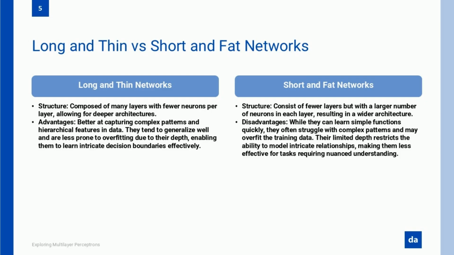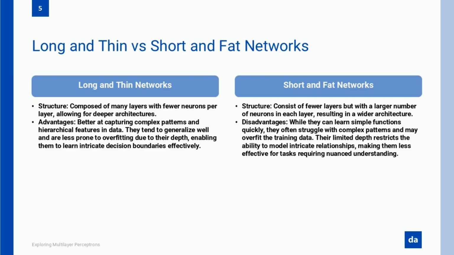And here's where things get really interesting. Research suggests that long and thin networks often outperform short and fat ones. In fact, deep networks have been shown to require fewer neurons overall to learn complex patterns, meaning they're not just more effective, but also more efficient. But hold on, does this mean we should just keep making networks deeper and deeper? Not quite. There's a catch.